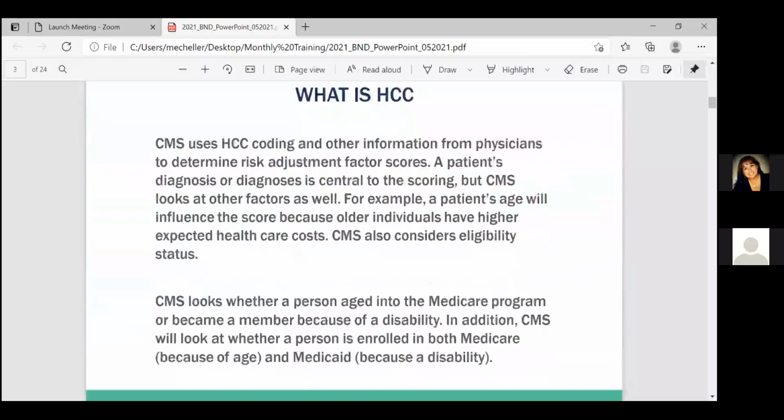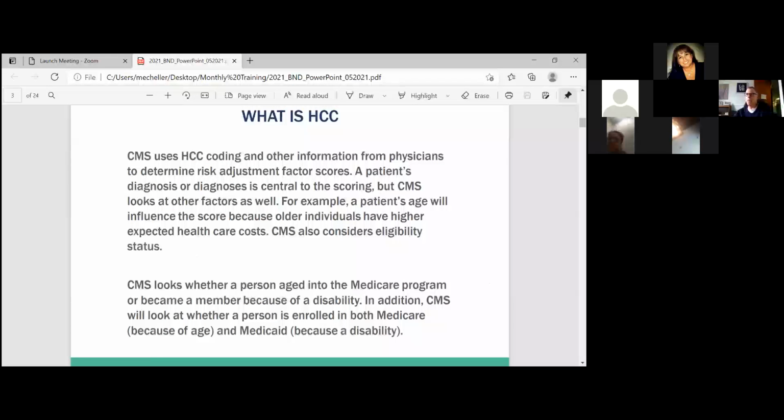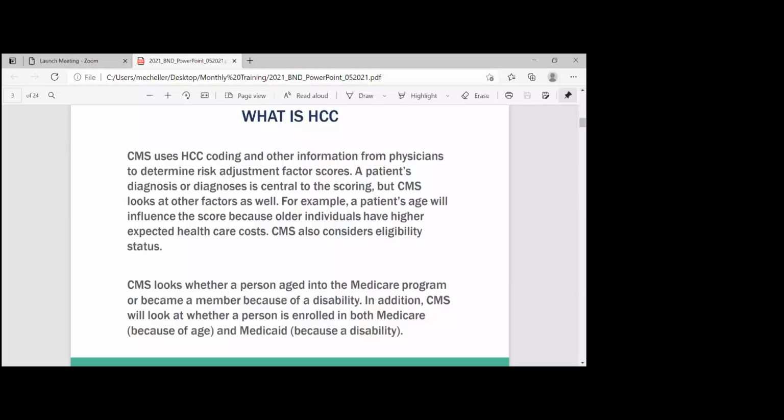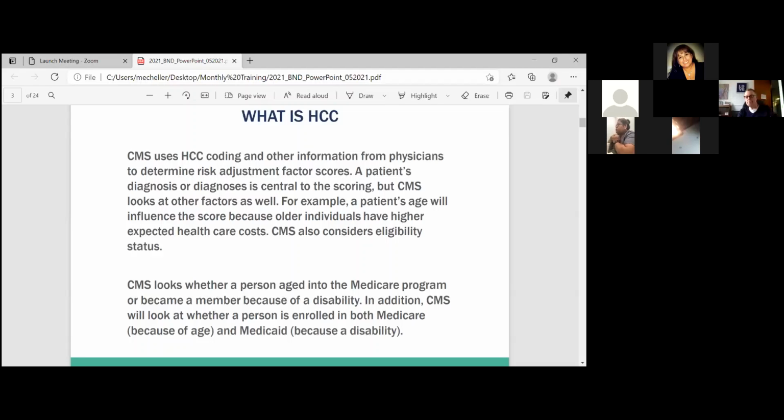CMS uses HCC coding and other information from the physicians to determine the risk adjustment factor scores. A patient's diagnosis is central to scoring, so it starts with the diagnoses, but there are other factors used to determine a member's risk score factor. For example, a patient's age will influence the score because older individuals have higher than expected medical care costs. CMS will also consider eligibility status when factoring risk scores. CMS looks at whether a person aged into the Medicare program or became a member because of a disability. In addition, CMS will look at whether a patient is enrolled in both Medicare because of age and Medicaid because of a disability.